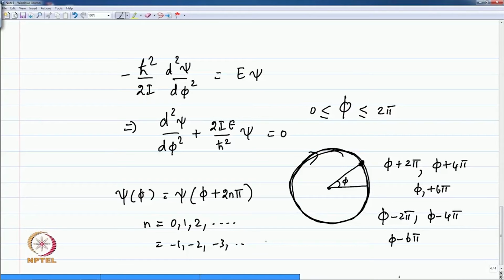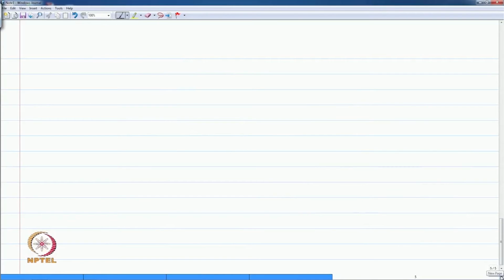So, the wave function now satisfies not a boundary condition, but what is called a periodic or a cyclic boundary condition. It is called a periodic or cyclic condition for the psi.